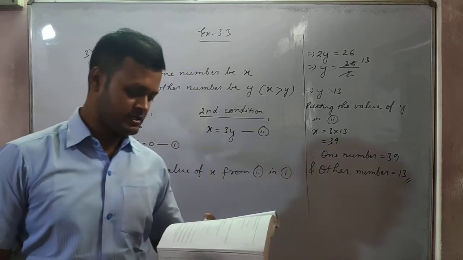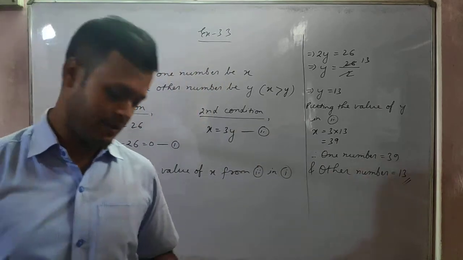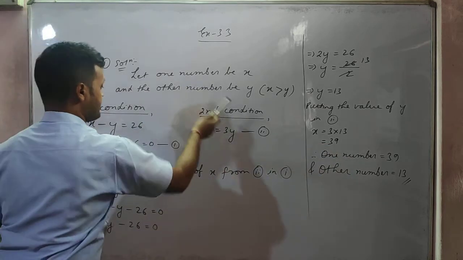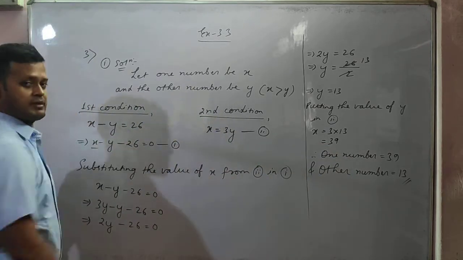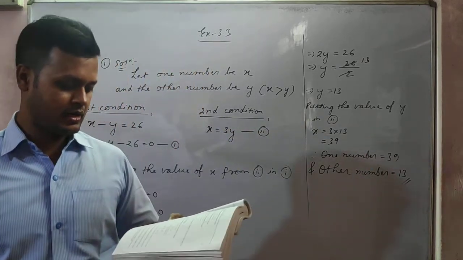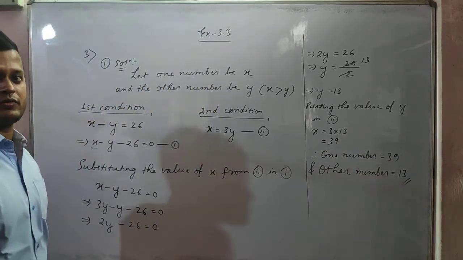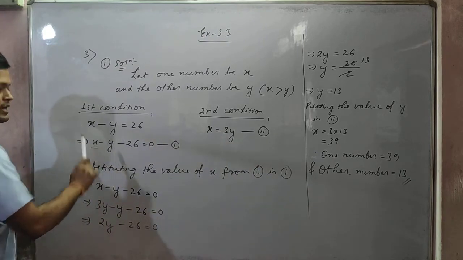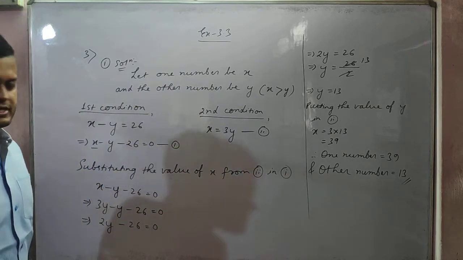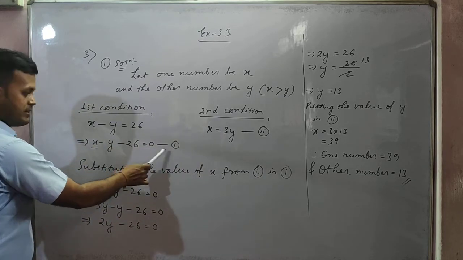So 3.3, number 3, number 1. The difference between two numbers is 26 and one number is 3 times the other. Find them. Let one number be x and the other number be y. Here x is greater than y. The difference between the two numbers is 26, so if you subtract the two numbers, the answer will be 26. So x minus y is equal to 26. Taking 26 to the left hand side, 0 will remain. Mark it number 1.